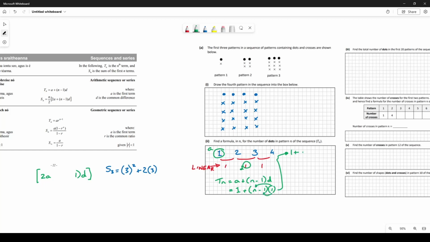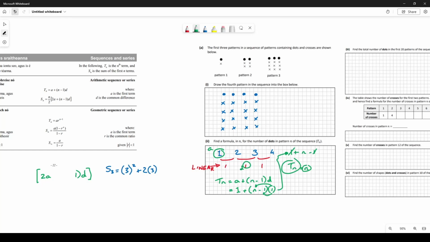And we'd end up with n minus 1. And plus 1 and minus 1 cancel. So you're just left with Tn is equal to n, which makes sense, because if you'll notice, what it's saying is the amount of dots in the nth sequence is n.